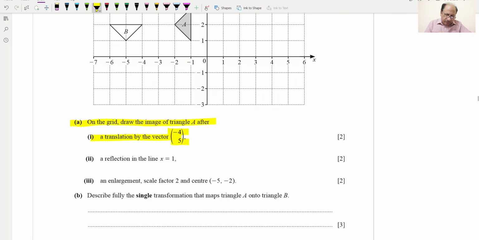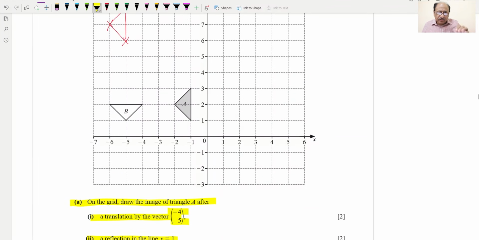And second part, a reflection in the line x is equal to 1. So reflection of A in the line x is equal to 1. Line x is equal to 1 is this line. So reflection will be, we can check from here, this is 2 units, so from this side 2 units. So this point and this point, and we can draw the triangle. This is the straightforward, easier reflection, also known as mirror transformation.